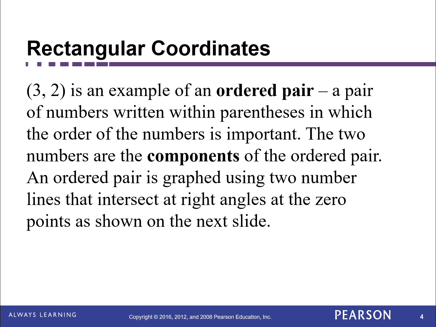Now, (3, 2) is an example of what we call an ordered pair, a pair of numbers written within parentheses in which the order of the numbers is important. The two numbers are the components of the ordered pair.